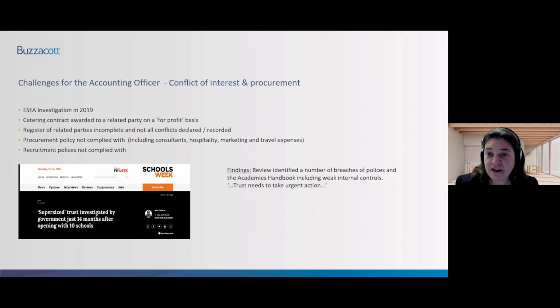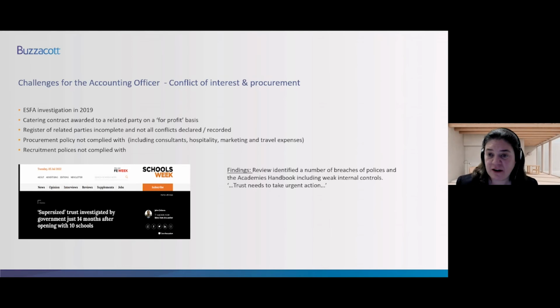The next concern that was raised was around related parties and the related parties register not being up to date and not including all of the potential related parties. And I have to say, this is a really common audit finding that we see on quite a few occasions, that the trustees' conflict of interest register either isn't up to date or is incomplete.